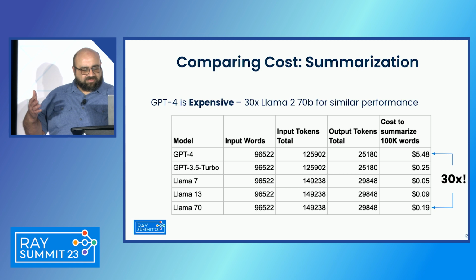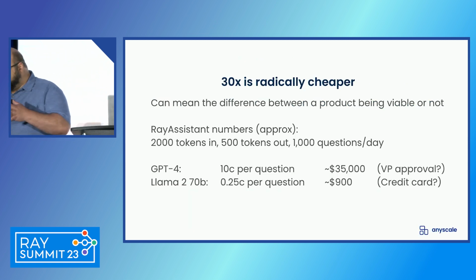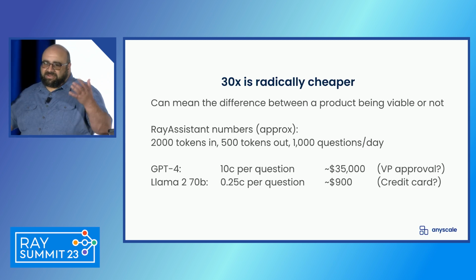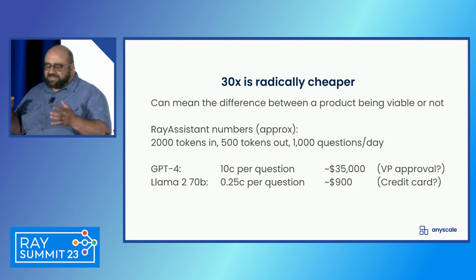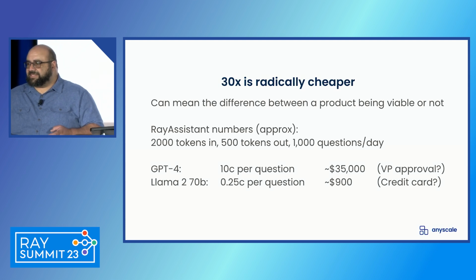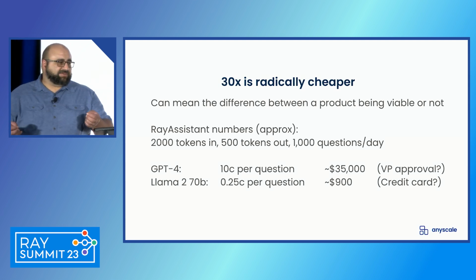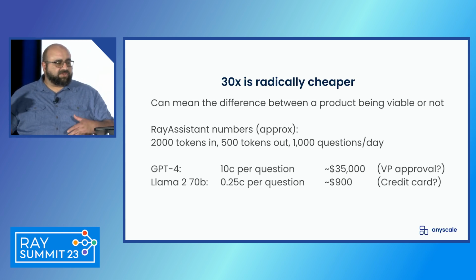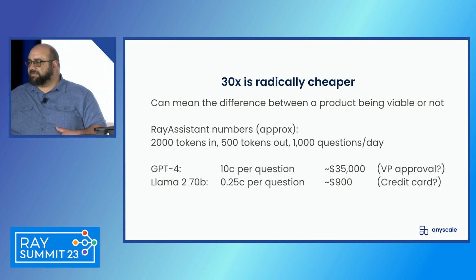So what I want to talk about a little is, it's very easy to put up a slide and say 30 times, okay, I get it, 30 times. But you have to think about it from the perspective of what products this allows to exist and what products don't exist. So let's say we were looking at Rate Assistant, that application that you saw before, and assume that we get 2,000 tokens in and we give 500 tokens out. And you might be asking, where are the 2,000 tokens coming from?